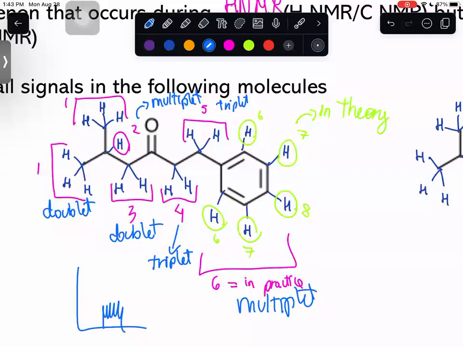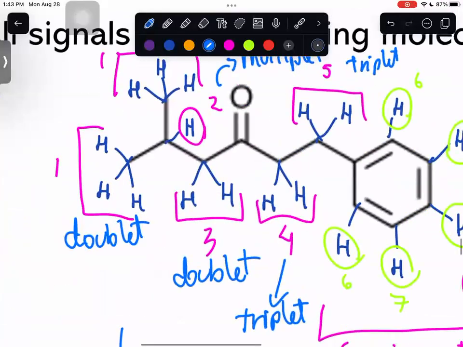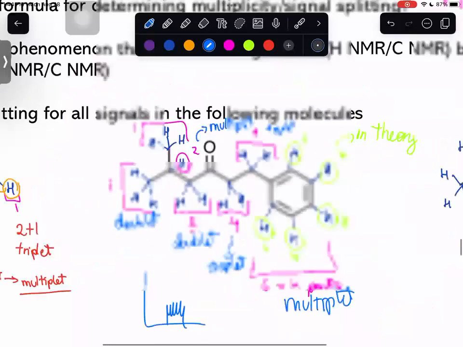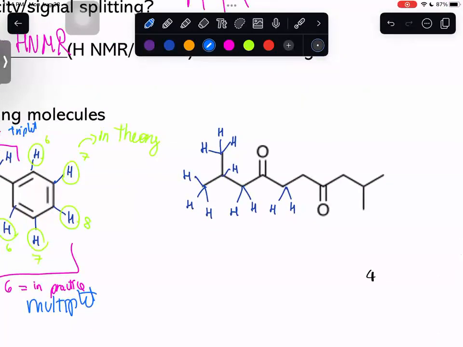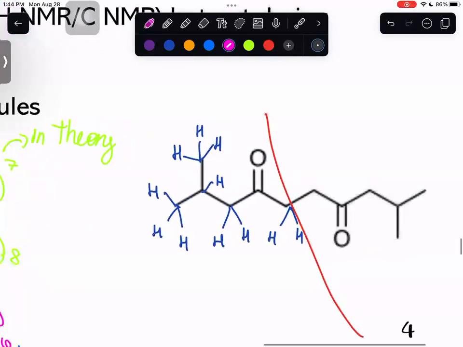Okay, now let's talk about the last signal, this one right there. First of all, do we see any planes of symmetry? Yes, so that's very important. Remember, that's going to change the number of signals. Why? Because they're just mirrors of each other. So in this case, how many signals do you only have? It's just going to be 4.